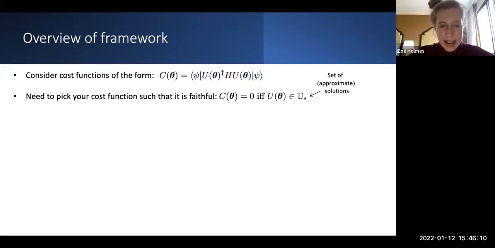Okay, so having decided you're going to have a cost function and you've got a target problem, the first thing you need to do is to pick your cost function so that it is faithful. That is, you need it to be the case that your cost is equal to 0 for a particular set of parameters if and only if the unitary corresponding to those parameters is in the set of approximate solutions to your problem.